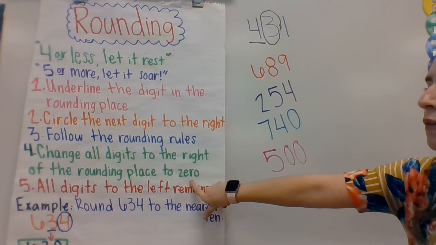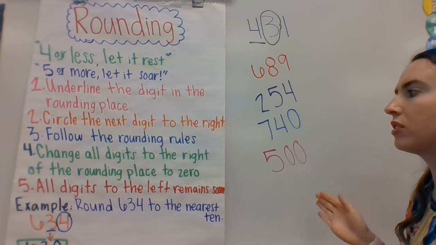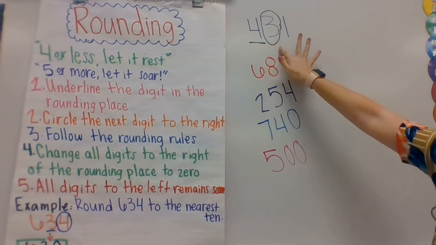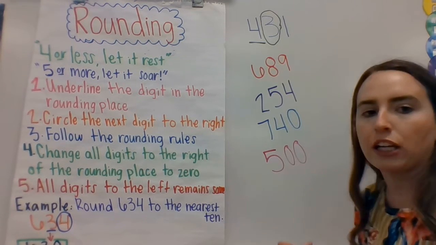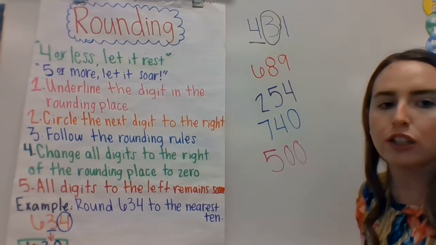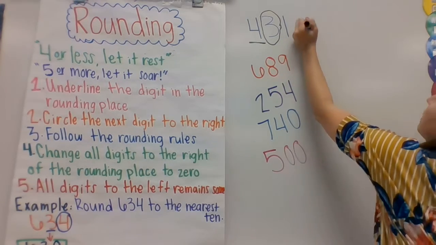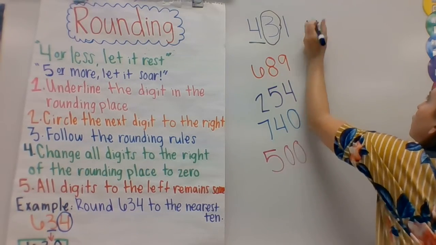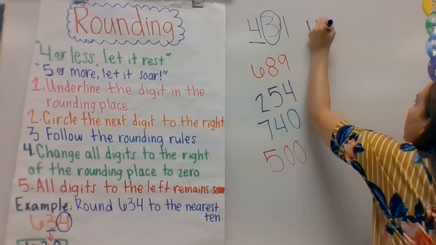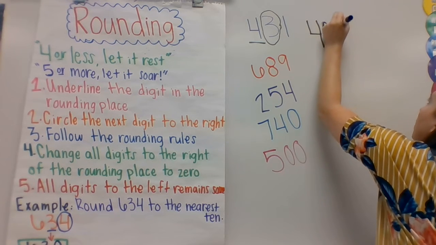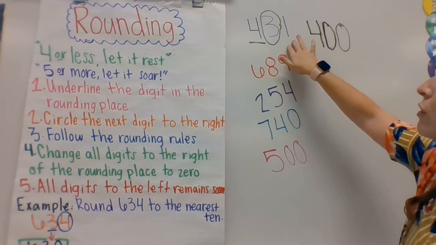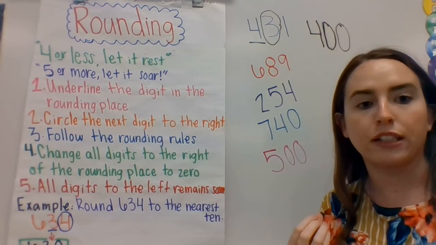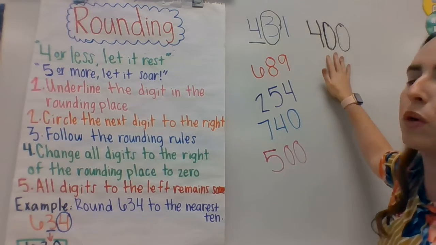So then step 4 is change all digits to the right of the rounding place to 0. So all of the digits to the right of the 4, I would change to a 0. So 431 would become 400 because I'm rounding to the hundreds place. So 431 rounded to the nearest hundred is 400.